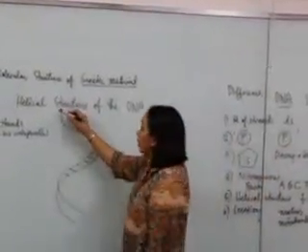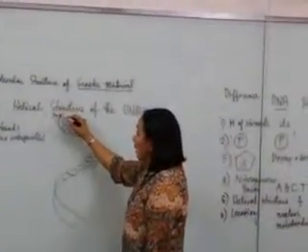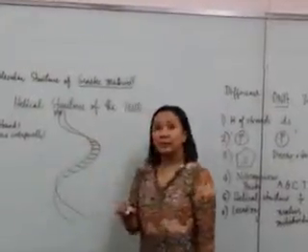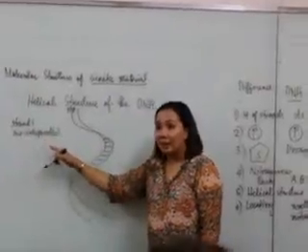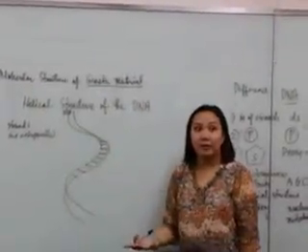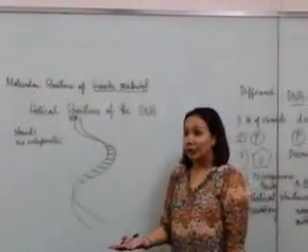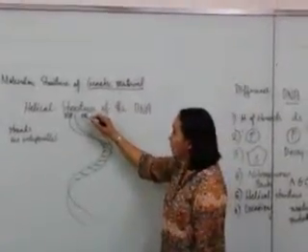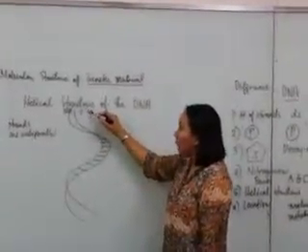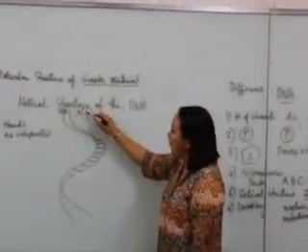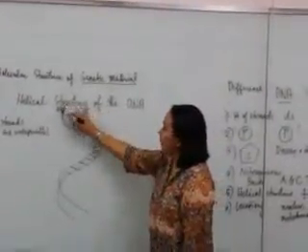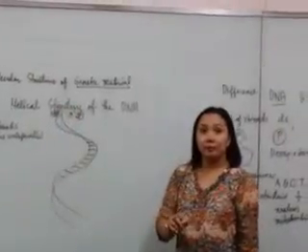So if the strand started with 3' hydroxyl end, the other one, because they are anti-parallel, will not start with another 3' hydroxyl end. It would actually start with 5' phosphoryl end. 5' phosphoryl end. Did you get that?